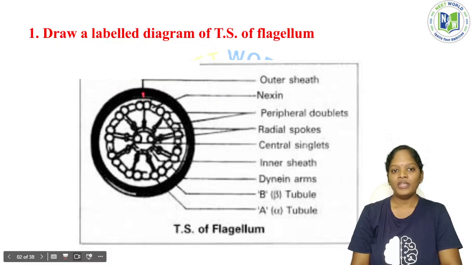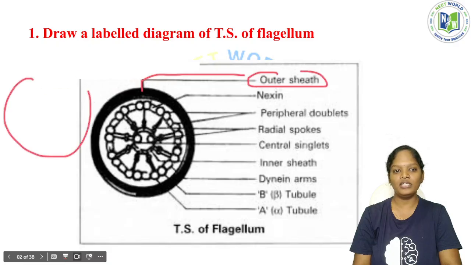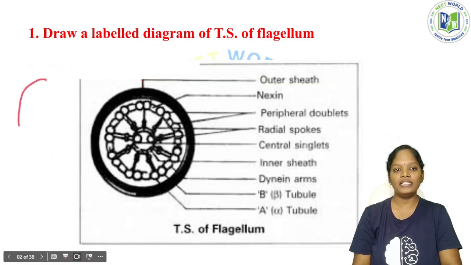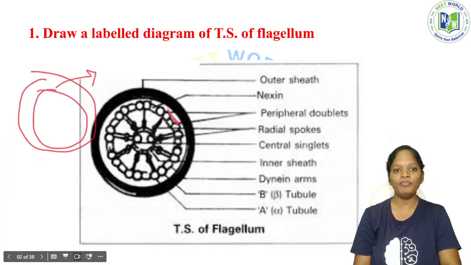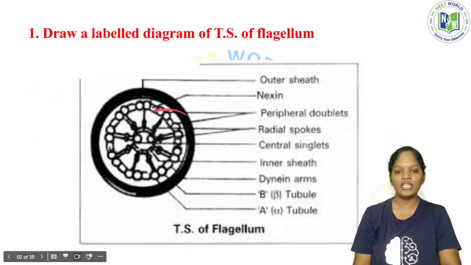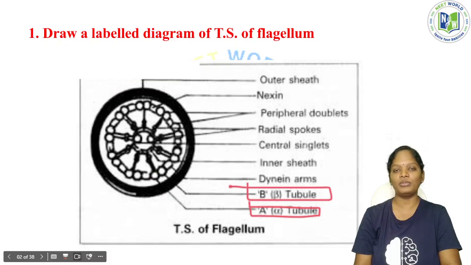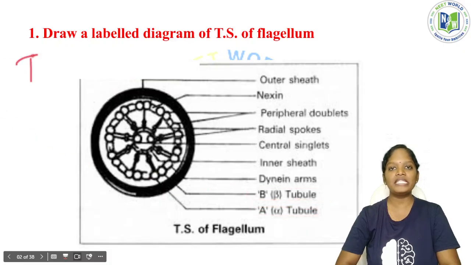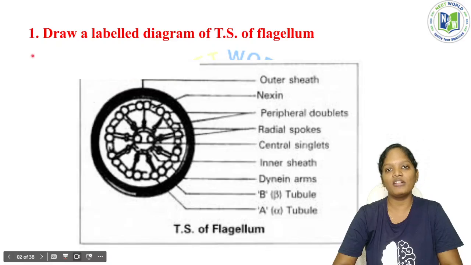So this is called an outer sheath. First you have to draw a circle, and it will be a double membrane, and that is called the outer sheath. Inside the flagellum we can see a round structure, which is nothing but a tubule, an alpha tubule and a beta tubule. The tubule is the subunit, the motor protein of the microtubule.